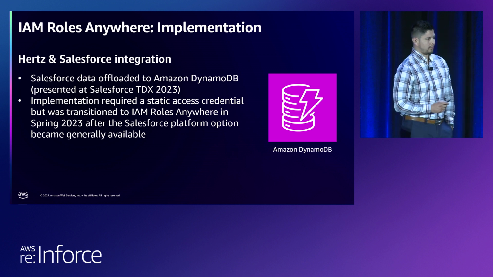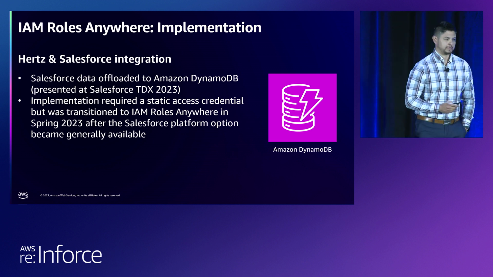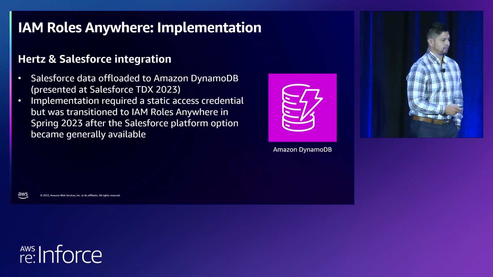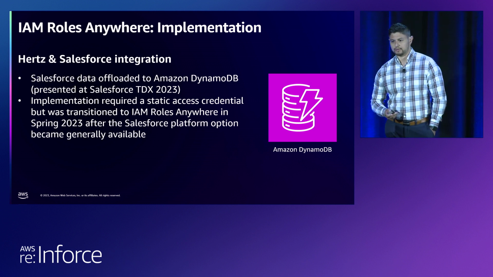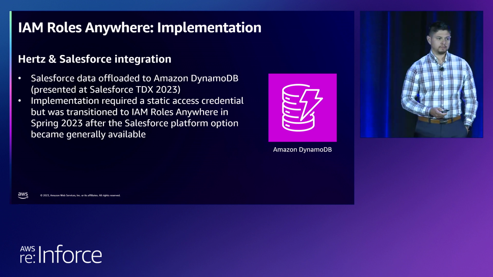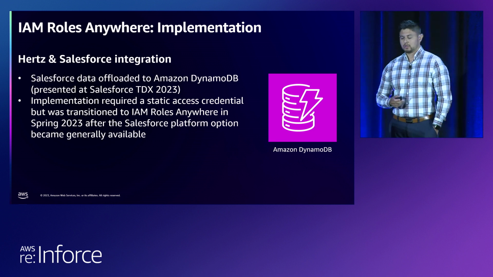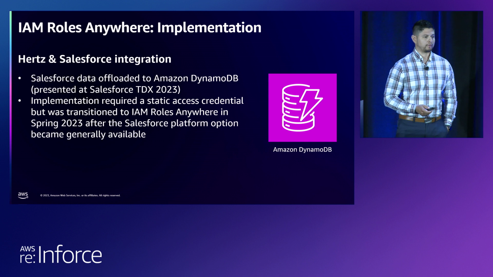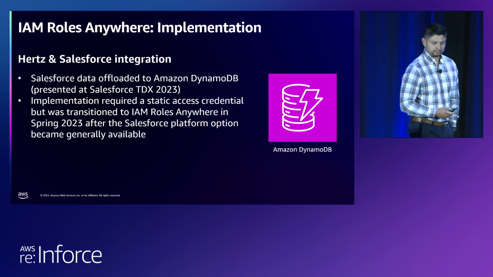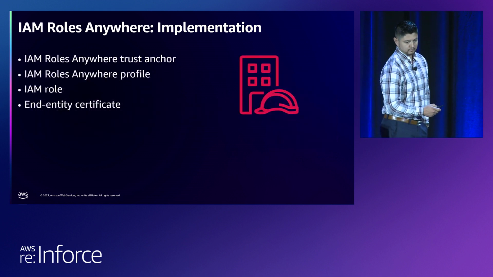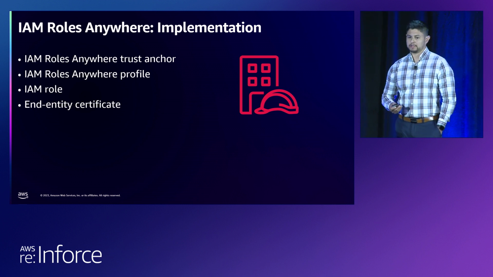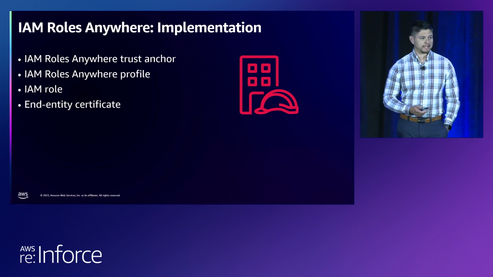There was one drawback, however, with the connector, and that was the use of user credentials to connect to AWS. And as you may know, those user credentials are static and they're often long-lived. However, in spring of this year, Salesforce announced support for IAM Roles Anywhere. So on began our transition. So what did we do? How did we transition this workload from using static credentials to Roles Anywhere-based access?